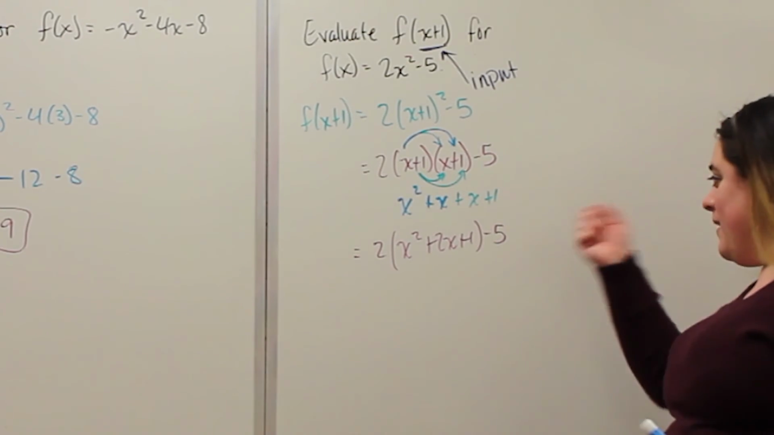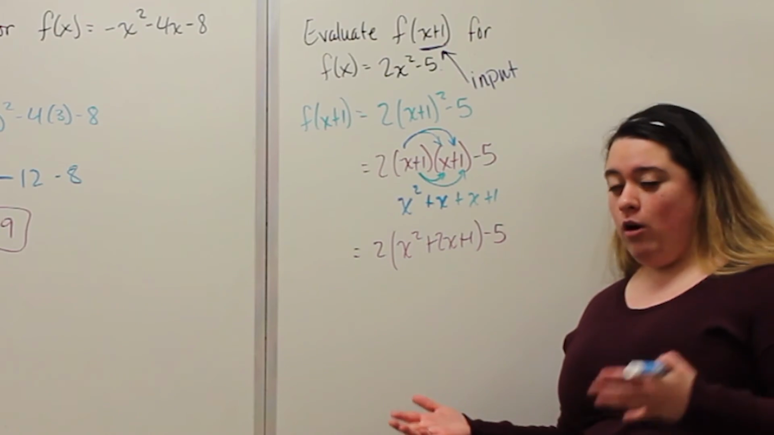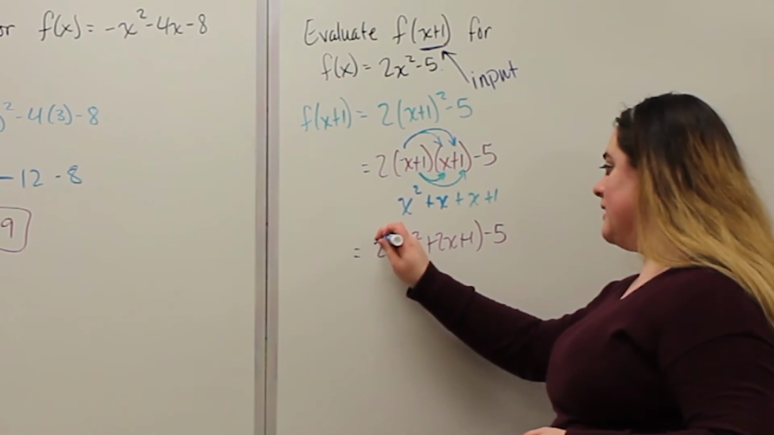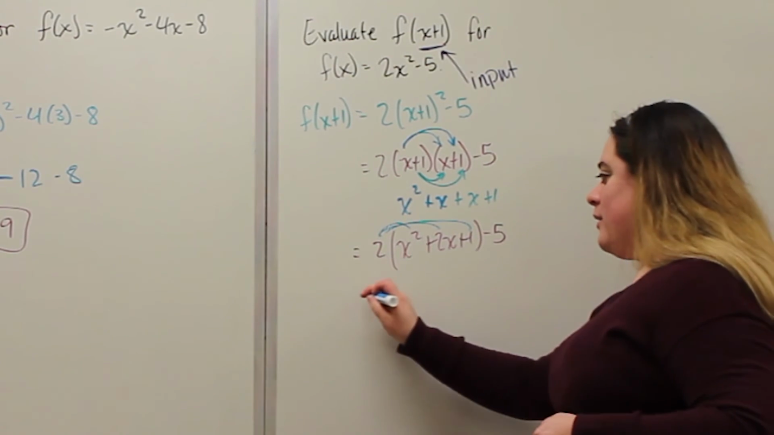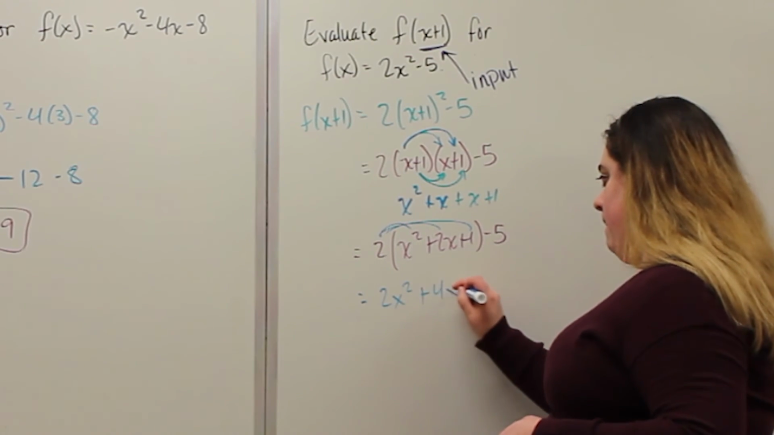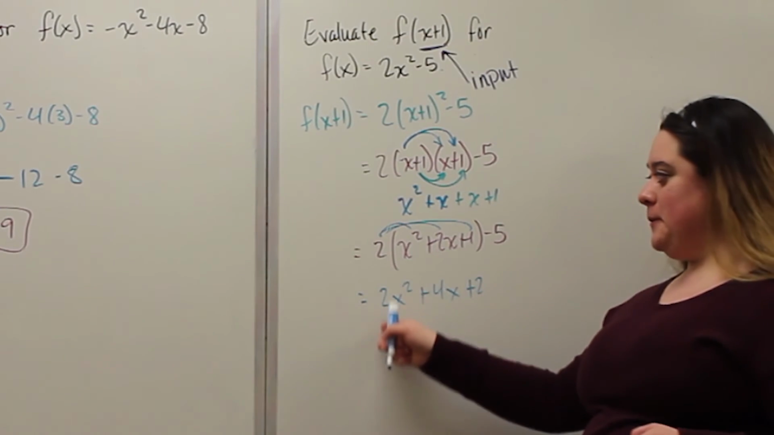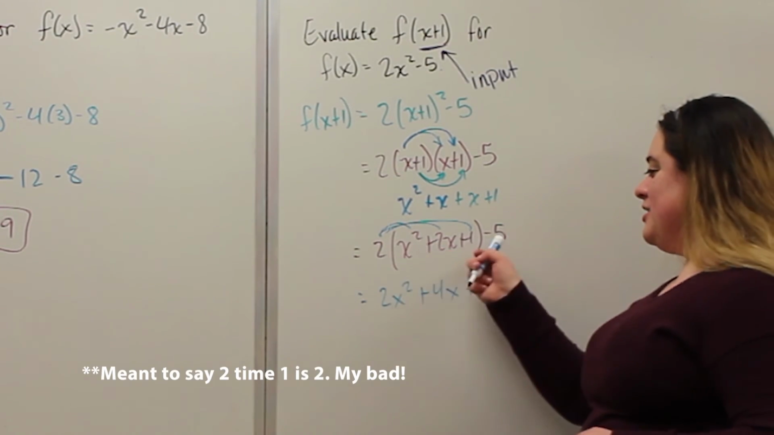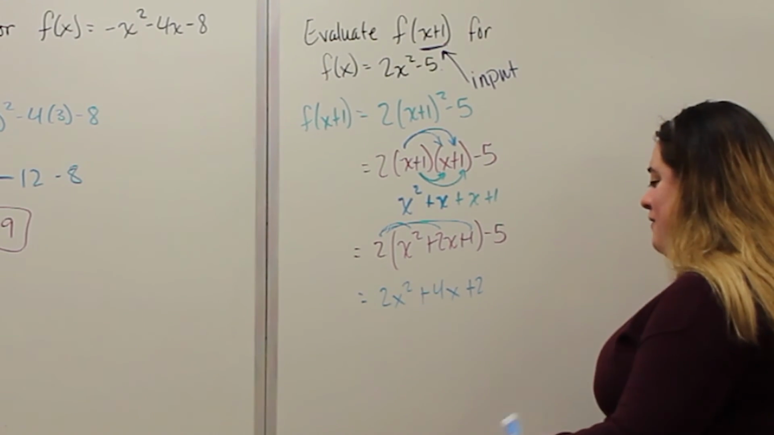Now before I worry about this negative 5, let's worry about our 2. Let's tackle it from all the multiplication, okay? Following that order of operations. So we're going to take that 2, we're going to multiply it through here. Okay, so 2 times x squared gives me 2x squared. 2 times 2x, that gives me a 4x. And then 2 times 1, which is a plus 2. But I still have that negative 5.